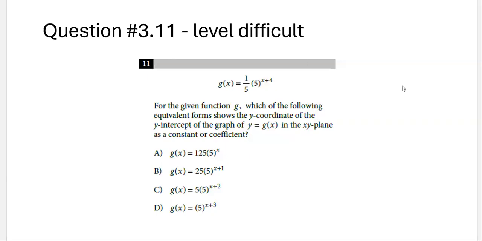This is number 11 on the 2020 PSAT exam, the new calculator portion. They categorize this as level difficult. Let's see what it says and if it's actually that difficult.